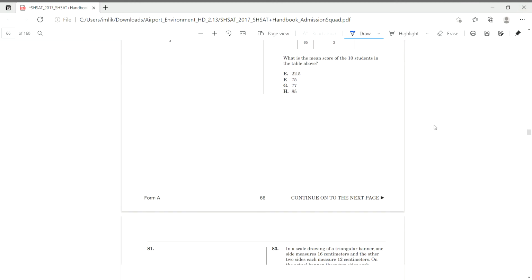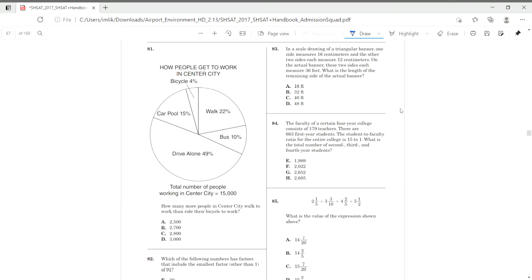Moving on to 84. A certain four-year college consists of 179 teachers. There are 663 first-year students. The student-to-faculty ratio for the entire college is 15:1. What is the total number of second, third, and fourth-year students? So we're given a ratio, and we're given part of our problem. We're given the total number of teachers, but we can't really do anything with that.